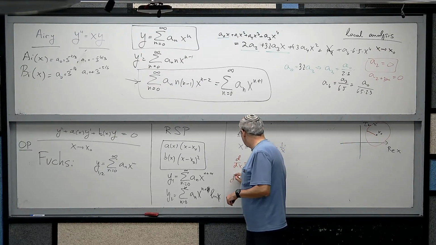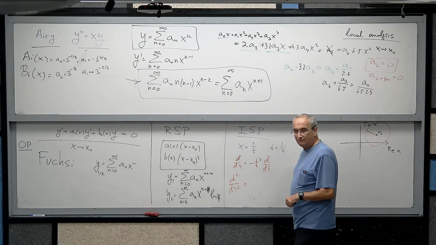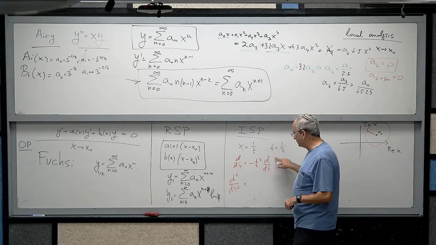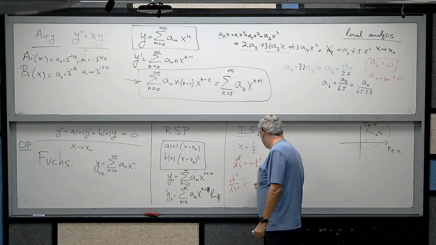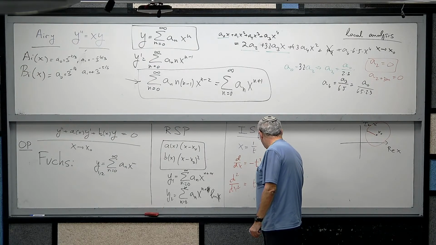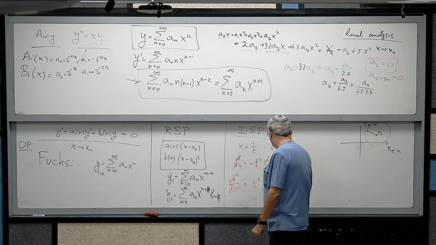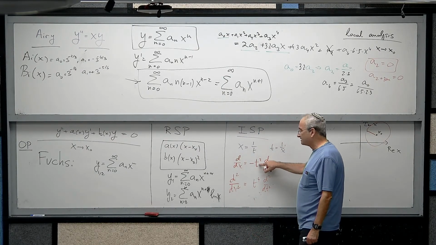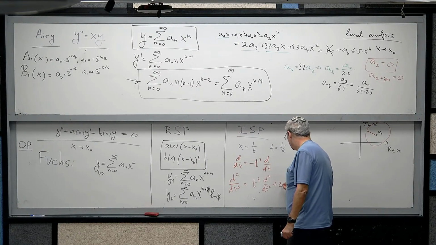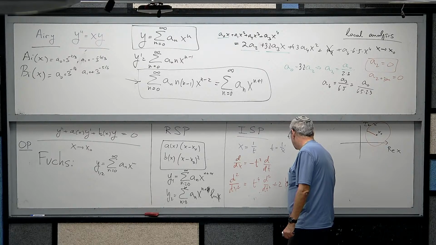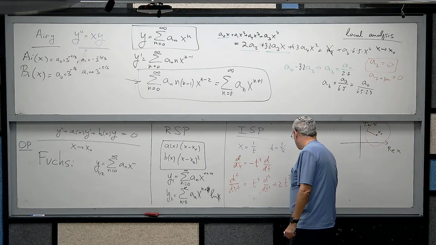And what will be d squared dx squared? I have to take this operator and act on itself. So first of all, I will have t to the 4 d squared dt squared. And then we can work with the d dt on the minus t squared, and this will give me plus 2t cubed d dt.